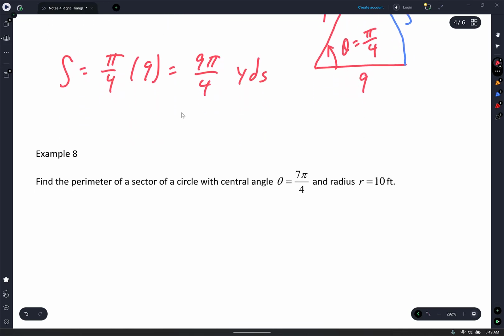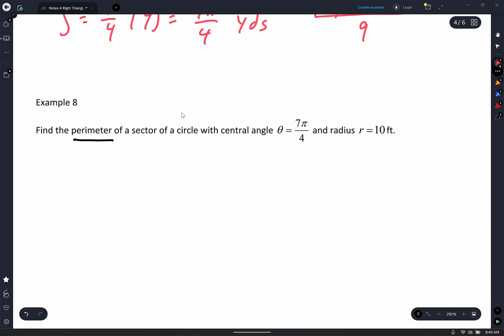All right. The next one says the word perimeter. What does perimeter mean? All the outside, guys. Pretend like it's fence. All right, guys, focus. Perimeter means like if it was a fence, what does all the fencing add up to?